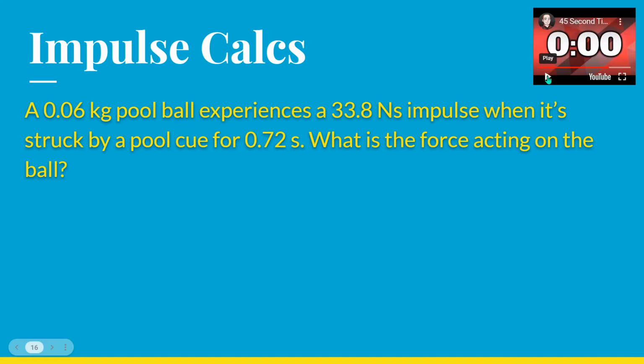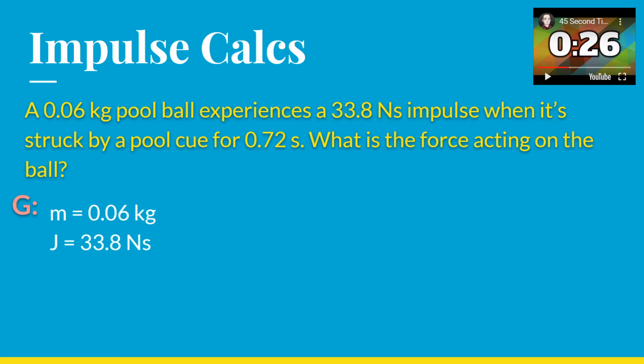Okay, it's okay if you haven't finished it. I just want to see if you can get started on it. If you did finish it, even better. Let's see what we can label in this particular question. Sorry, let me turn off the timer. The given information: we have a mass of 0.06 kilograms. We have an impulse of 33.8 Newton seconds. The time of that collision is 0.72 seconds, and we're looking for an unknown force.